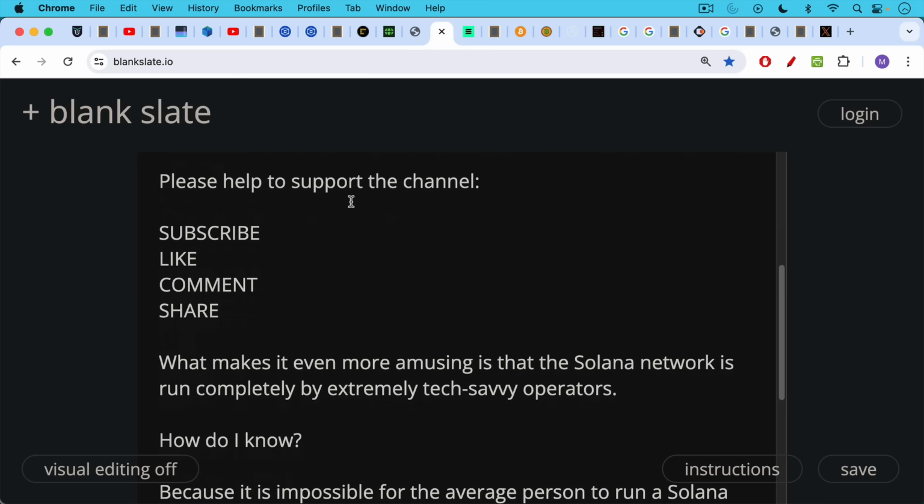So it is funny, what makes it even more amusing though is that the Solana network is run completely by extremely tech-savvy operators, and it still can't compete with Bitcoin's uptime.